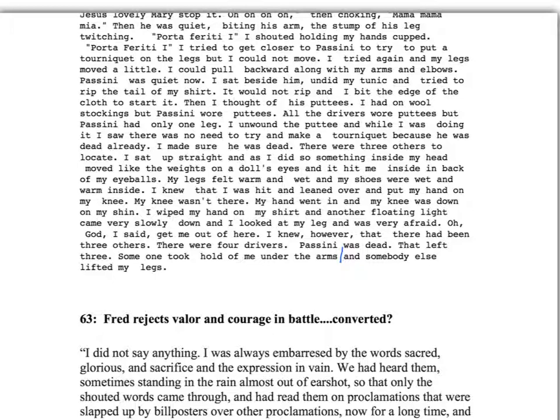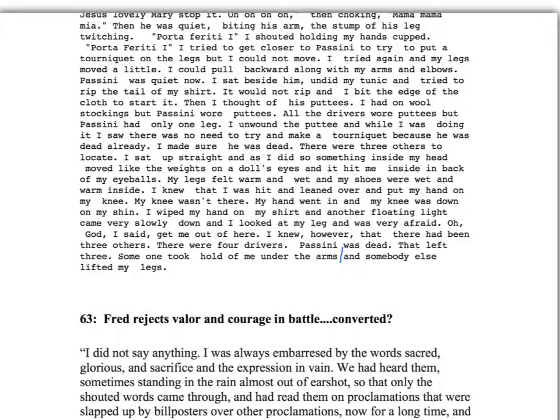I knew, however, that there had been 3 others. There were 4 drivers. Pacini was dead. That left 3. Someone took hold of me under the arms, and someone else lifted my legs.